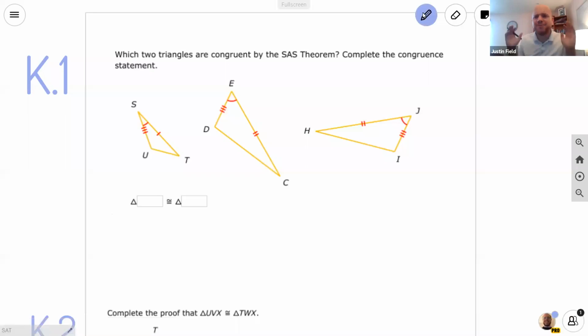All right, good afternoon here. That's what it is, afternoon. The kids are at grandma's and it is time to do some geometry.